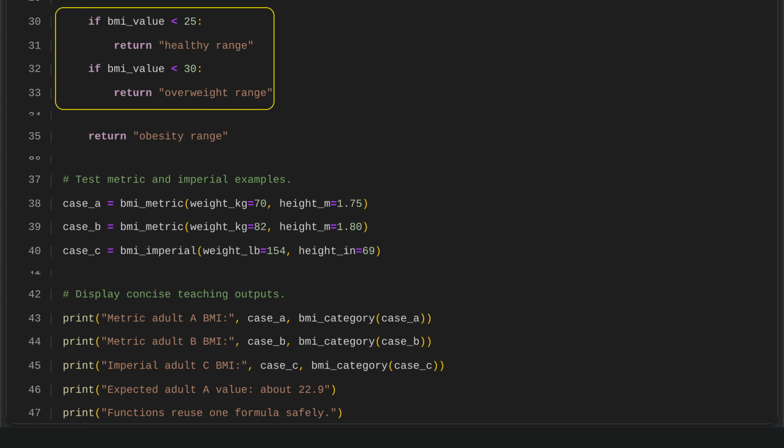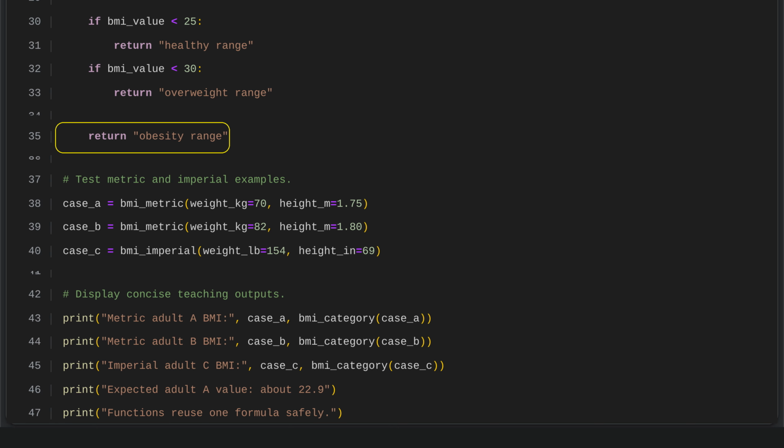The function categorizes BMI using 2 cutoff points. A BMI below 25 is labeled as a healthy range, while a BMI below 30 is labeled as an overweight range. Together, these checks place adult BMI values into standard health categories. If a BMI value is 30 or higher, the function classifies it as being in the obesity range. This is one condition in a set of BMI checks that assign each value to the correct health category.